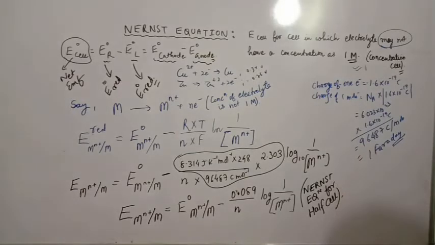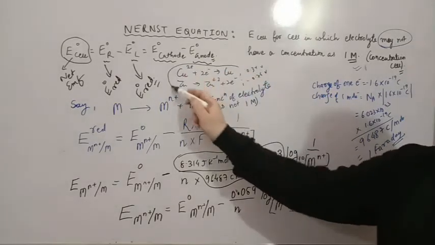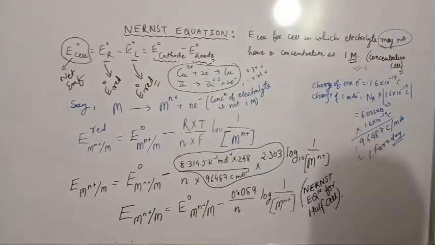Now how can we find out the net EMF of the cell for a complete cell? So let us take the example of this couple of electrodes and electrolytes, and then we will find out the Nernst equation for a complete cell. Alright, so this was the Nernst equation for half cell. Now we will find out the Nernst equation for a galvanic cell.